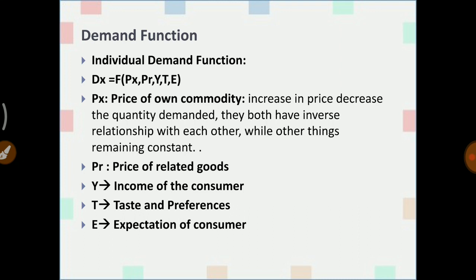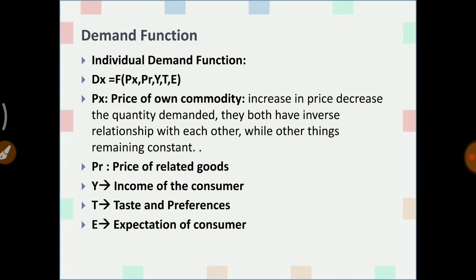Now moving on, the first topic which we'll discuss is demand function. A demand function is of two types. First is individual and second is market. In individual, these are the factors which are affecting the demand. First is price of own commodity. It means that any change in the price will change the demand of the commodity. Now, the law of demand, which we will discuss, is basically based on price and quantity demanded of a commodity.